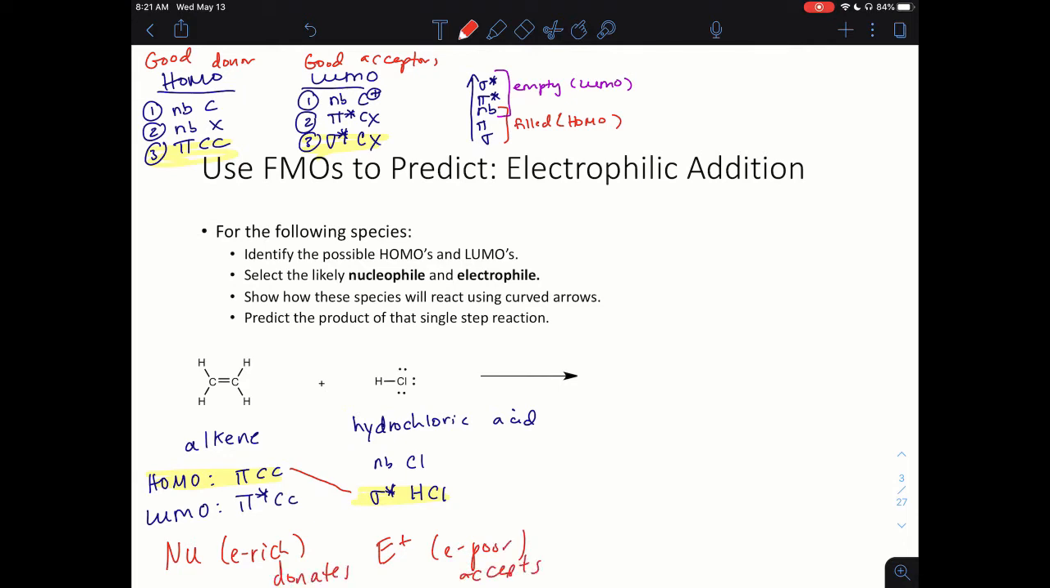For this particular problem, we were tasked to draw the single elementary step, just the first one, that might occur between these two species. Now, either carbon makes a bond to hydrogen because those two carbons are exactly the same. So we'll just choose the carbon on the left to make the bond to hydrogen. That leaves the carbon on the right with just the two bonds to hydrogen that it already had. And so there's a positive formal charge on that carbon.